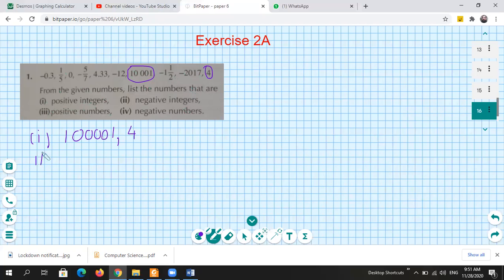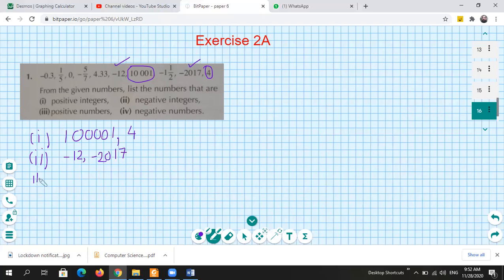So next part 2, negative integers. So again, we start from the beginning. Negative 0.3, it's a decimal number. 1 over 5 is a fraction. 0 is neither positive nor negative. Negative 5 over 7, fraction. 4.33, decimal number. Negative 12, it is an integer and it is negative. Then negative 2017, it is also an integer and it is negative.